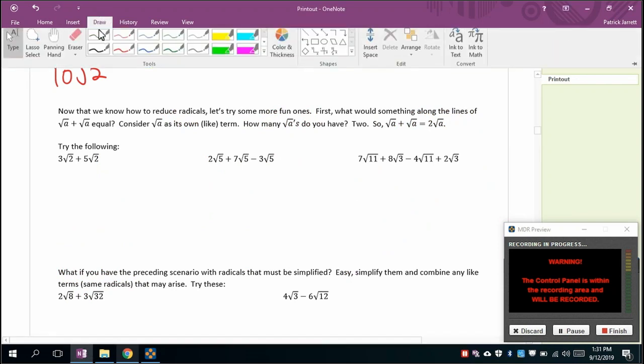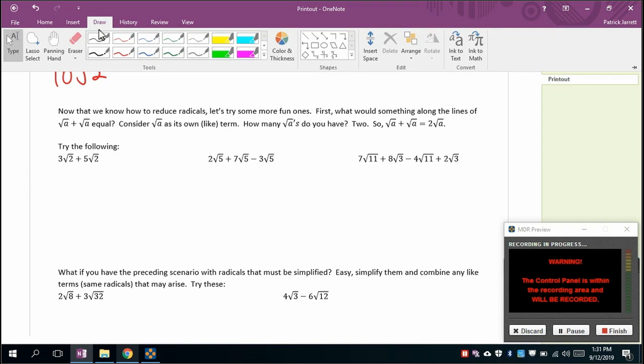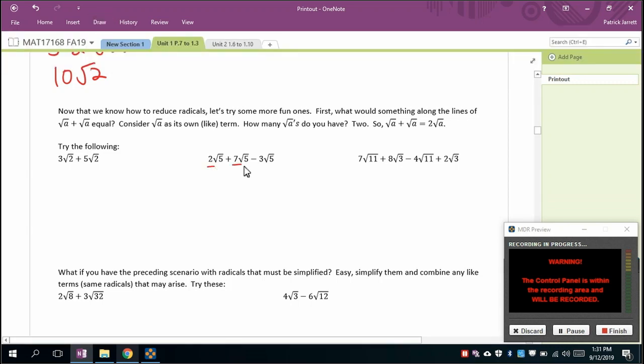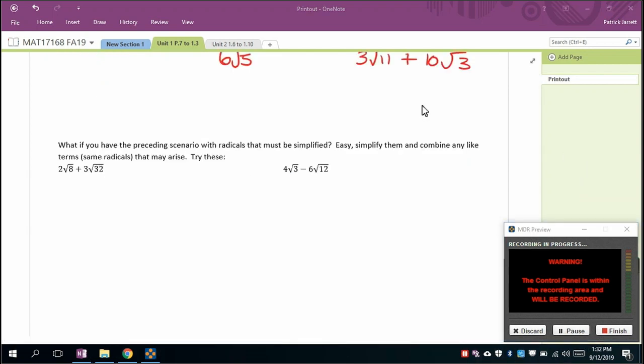So basically, whenever you're adding and subtracting radicals, you treat the radical as kind of its own variable. So, for instance, we'll do the first one in class. Notice that we have the same thing here. So basically, you just add what's in front, 2 plus 7 minus 3, which is 6. And this becomes 6 times the square root of 5. Again, verify that in your calculator. Now for this one, we have 7 root 11 minus 4 root 11, which will become 3 root 11. 8 root 3 plus 2 root 3 will become 10 root 3. So that's how that works.